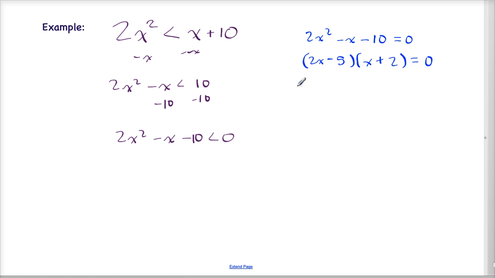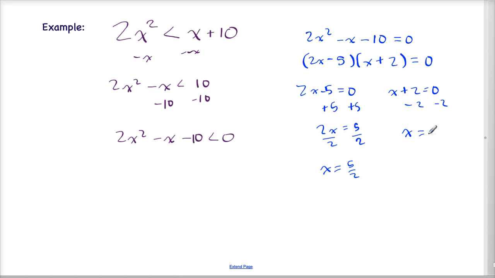Great. So now I use the zero product property, and I would get 2x minus 5 equals 0, and x plus 2 equals 0. And I solve these two equations separately. And so I would get x equals 5 halves, and then over here I get x equals negative 2. All right, so these are my two x-intercepts. So if I'm thinking about this graph, the parabola intercepts the x-axis at negative 2 and 5 halves.